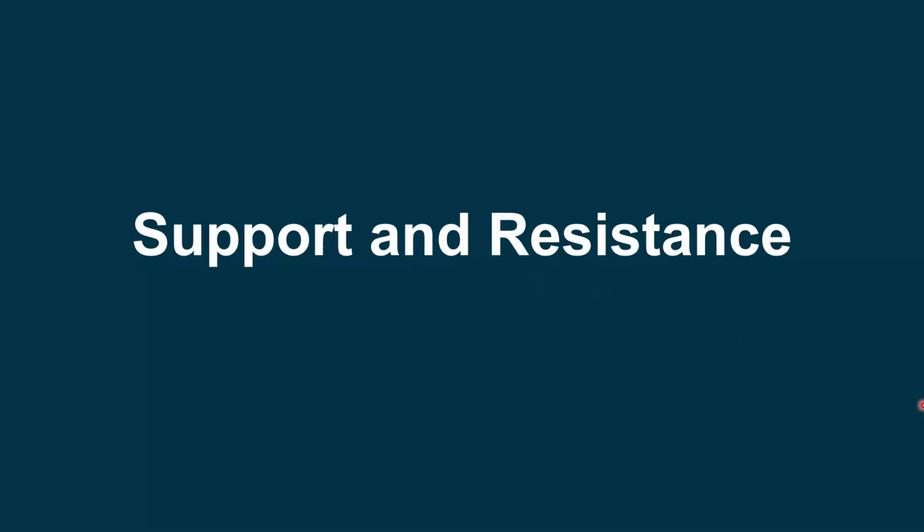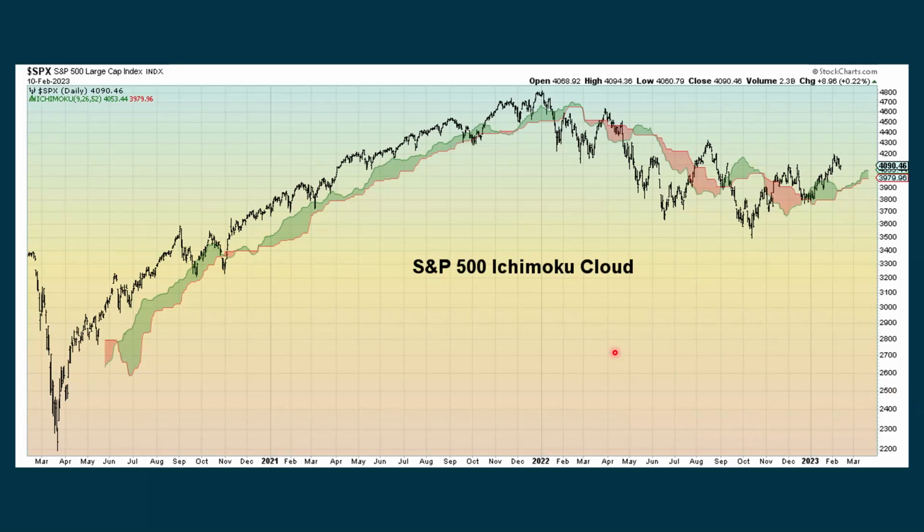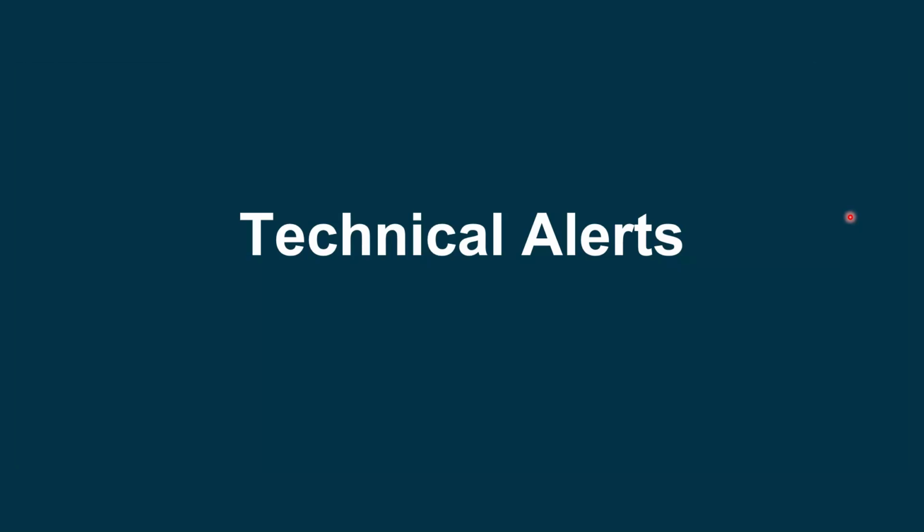Another area is support and resistance. We have the Ichimoku cloud. We spent a lot of time right at the end of December into early January down here between this red and green cloud, and then we came up off of that. When it changed over to green, that was more positive, but right now we're far away from both of the clouds, so I haven't been showing this chart in the daily videos.